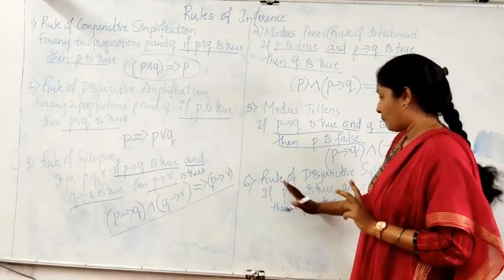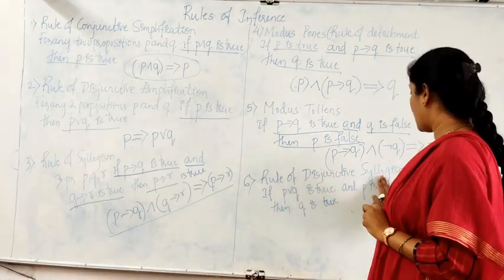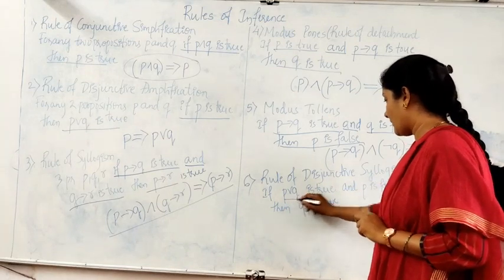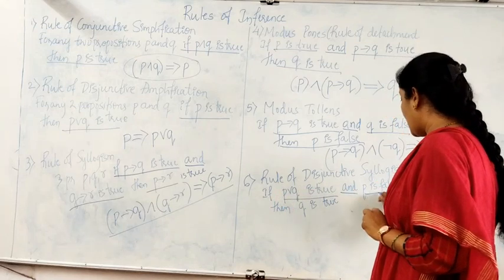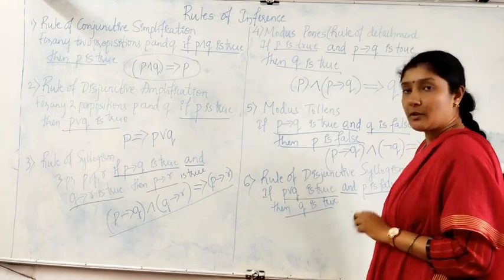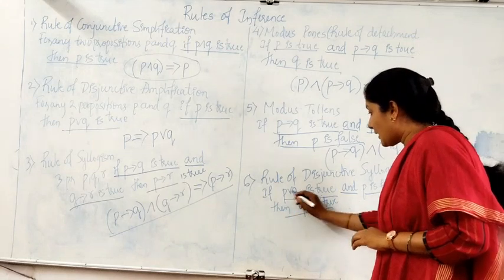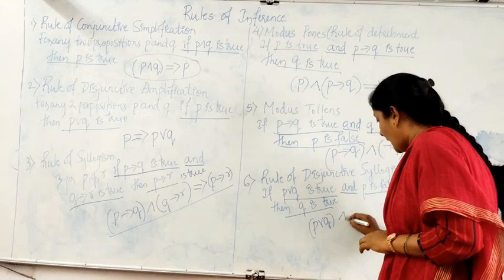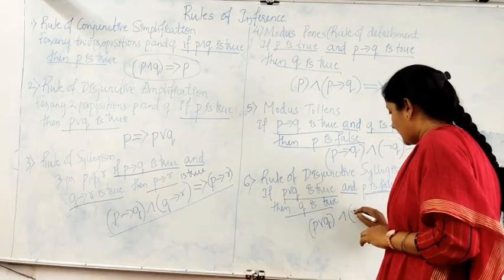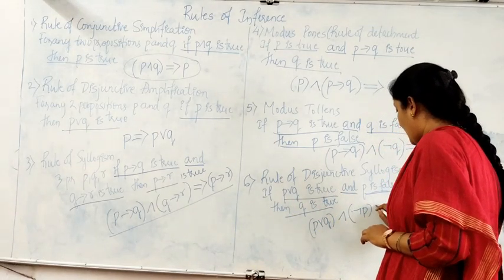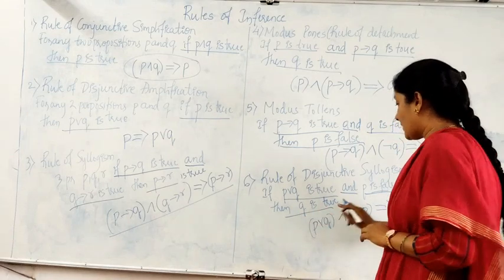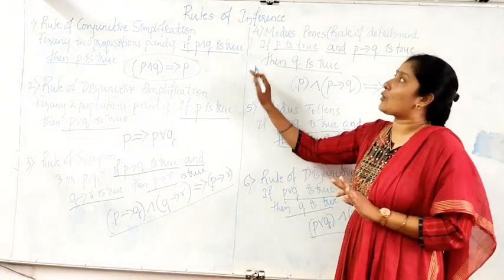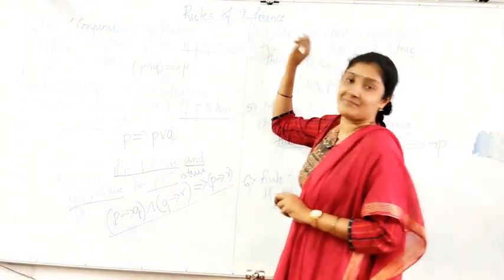Last one. Rule of disjunctive syllogism. If P or Q is true and P is false, then Q is true. That means P or Q is true and P is false means negation of P, then Q is true. So these are the 6 rules of inference.